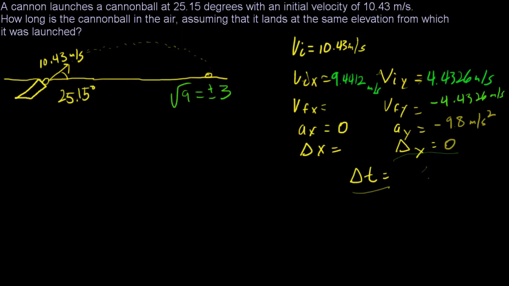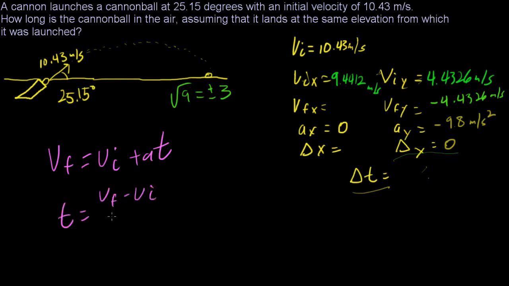So, now we can just find t using pretty much any equation we want. Let's do a good one. Let's use the easiest one. VF equals VI plus AT. I'm going to rearrange this for t. So I'm going to get t equals VF minus VI over A. Got to be really careful with your signs here. Notice that VF is negative.